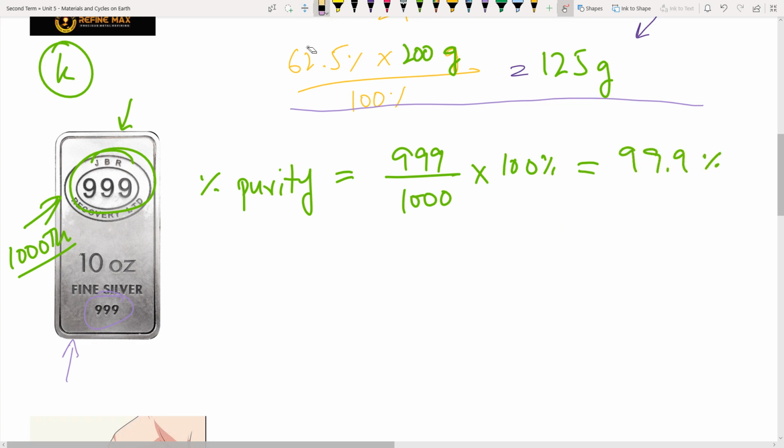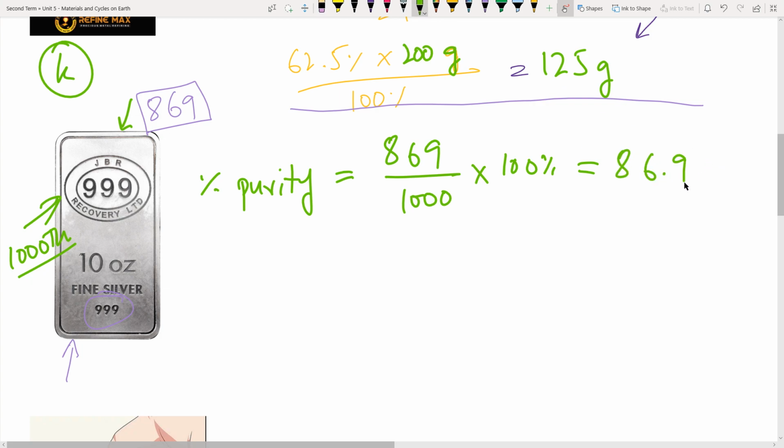So let's say if this number was instead 869. If the stamp said that this is silver 869, then instead of the 999, we are going to use 869. And then we're going to change this value and calculate this again, and it is going to be 86.9% pure. Again, how to calculate the mass?